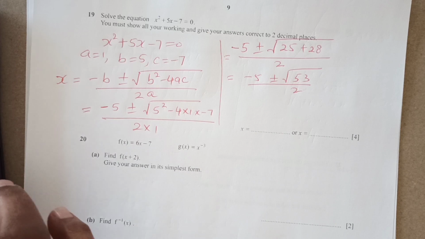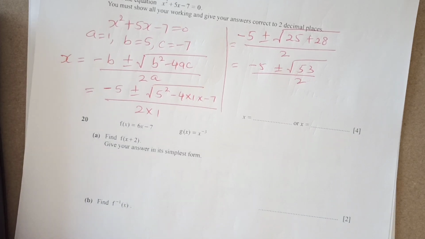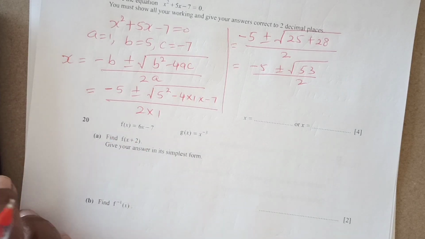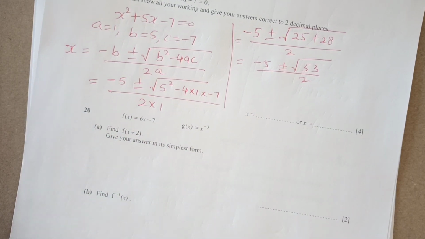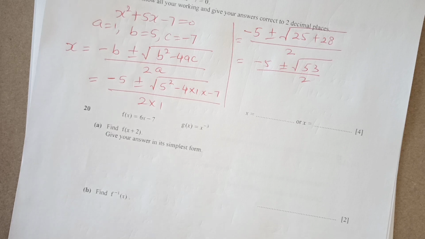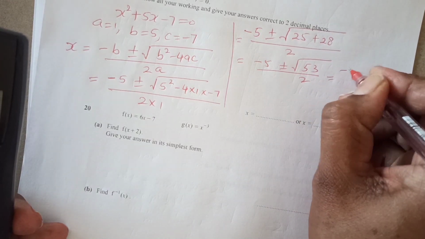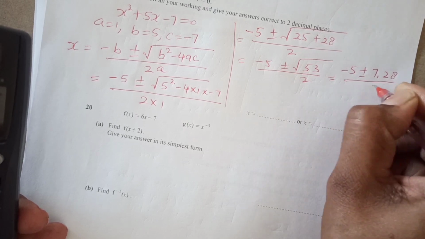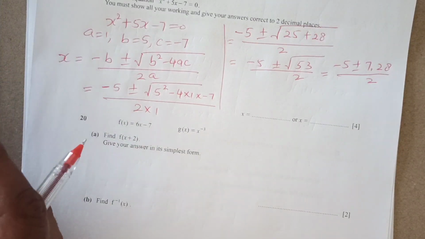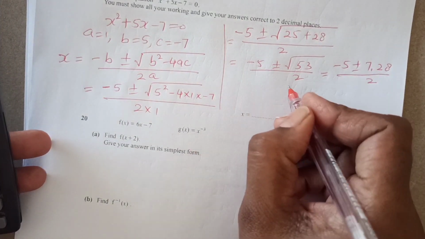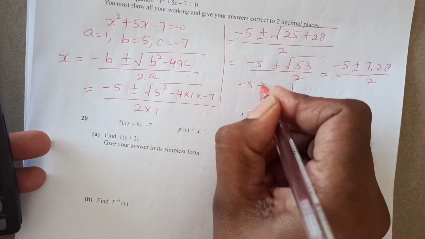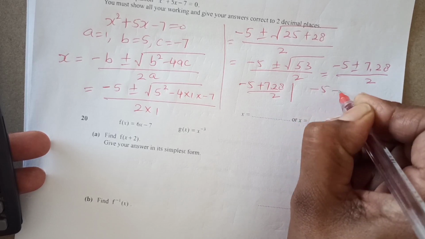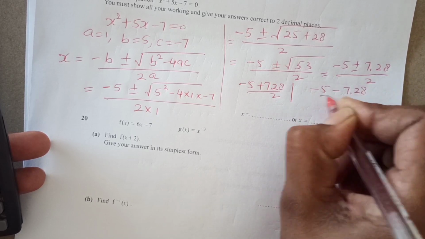Then we will take the square root of the answer, which is the square root of 53, 7.28. So negative 5 plus or minus 7.28, divided by 2. So it gives us just the two values here. We have negative 5 plus 7.28 over 2, and negative 5 minus 7.28 over 2.